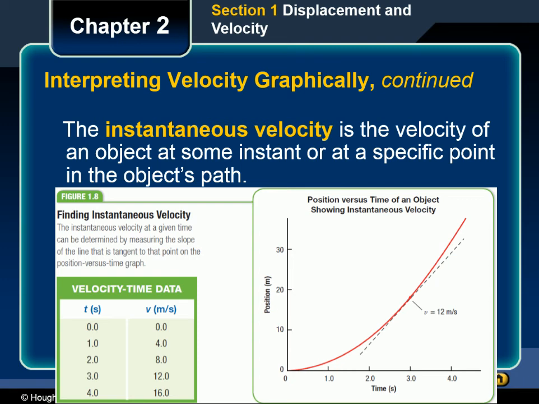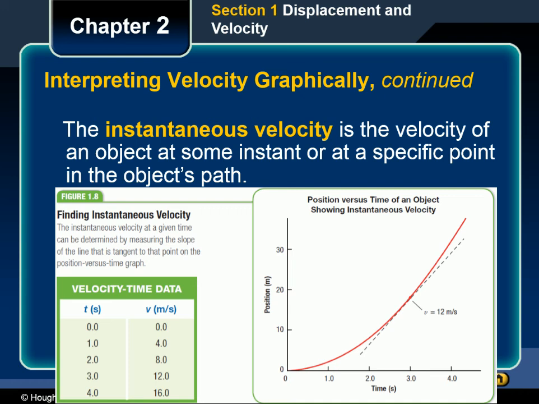But how can we find the velocity at an instant of time? To determine the velocity at some instant, such as t = 3 seconds, we study a small time interval near that instant. As the intervals become smaller and smaller, the average velocity over the interval approaches the exact velocity at t = 3 seconds. This is called the instantaneous velocity.